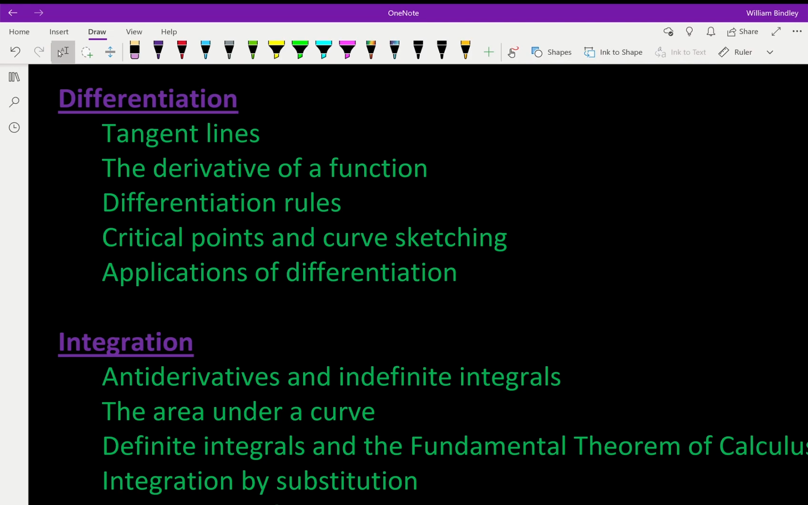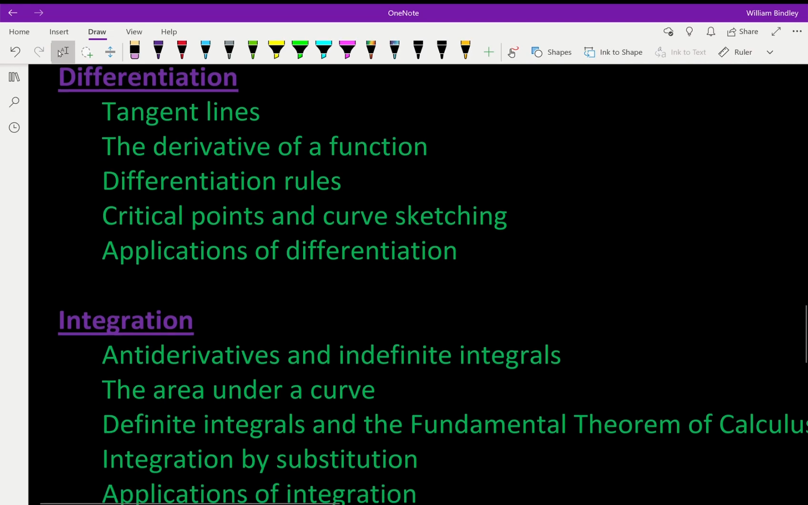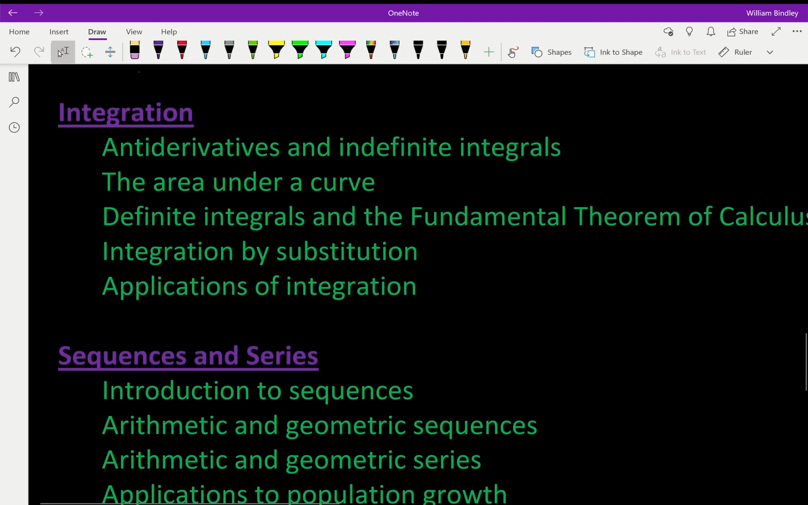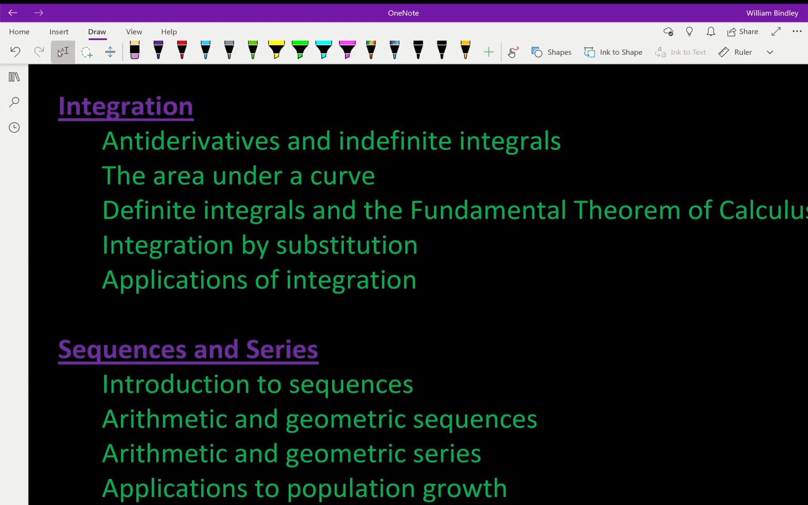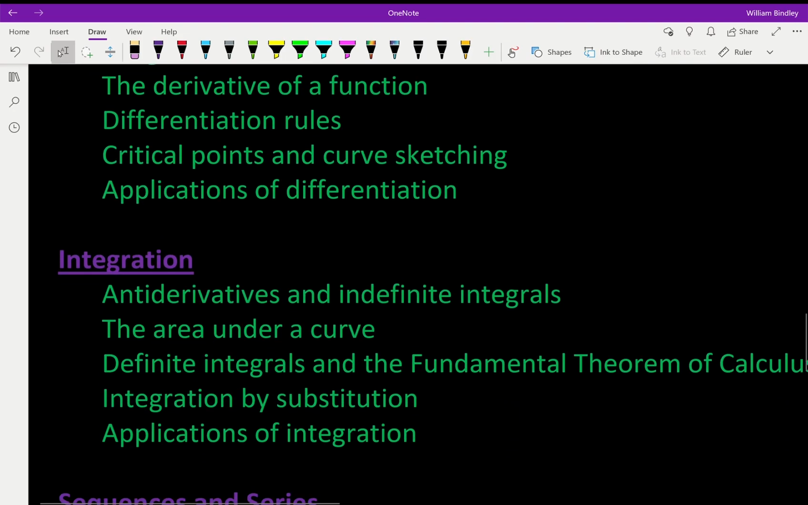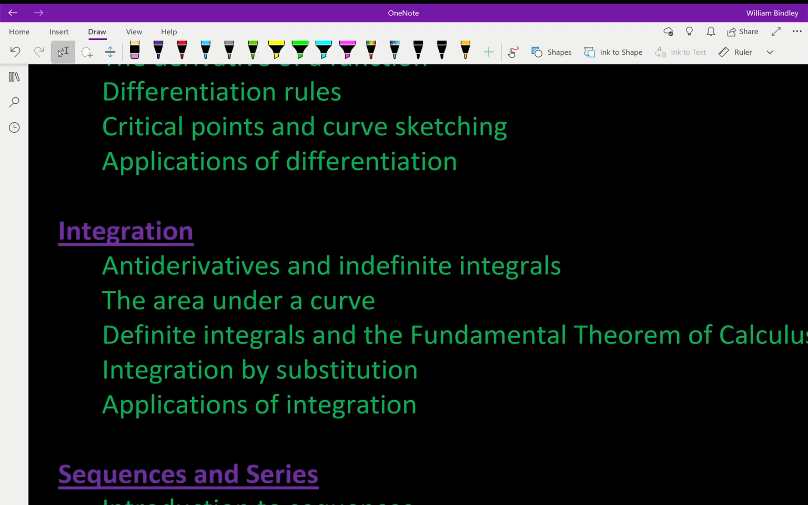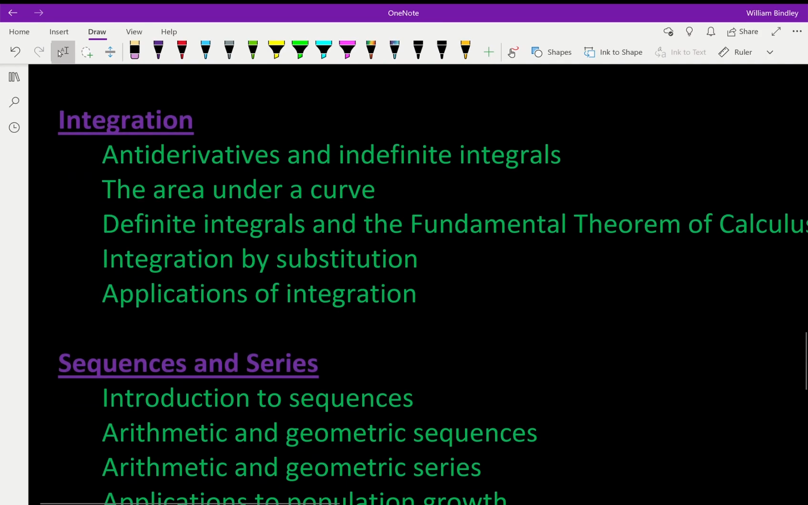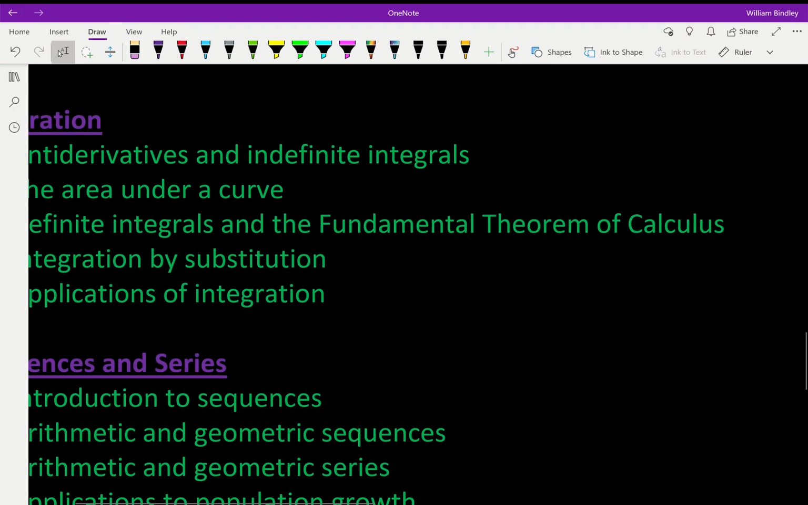Some critical points and curve sketching, and then I'll talk about some of the applications of differentiation, and then after that we're in a good place to move on to integration, which is a bit like undoing differentiation, right? So if differentiation is like multiplication, then integration is kind of like division, okay? I'll talk about antiderivatives and indefinite integrals, the area under a curve, definite integrals, and the fundamental theorem of calculus.